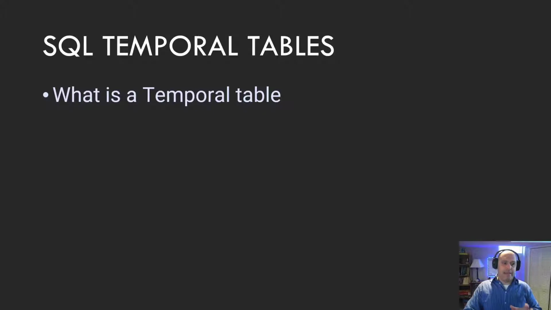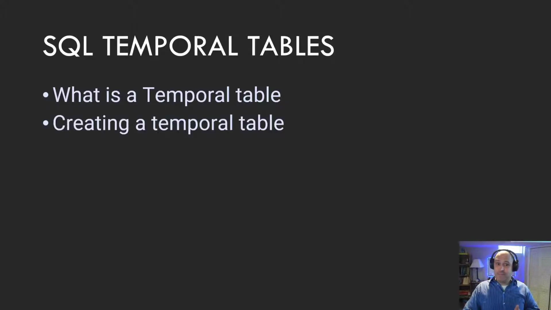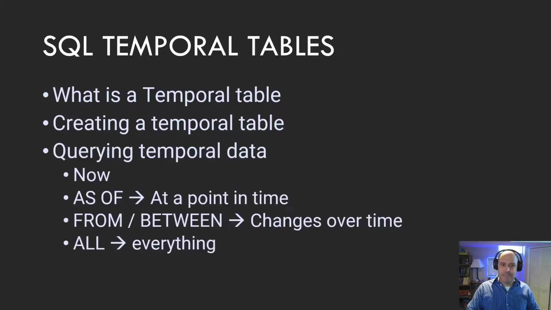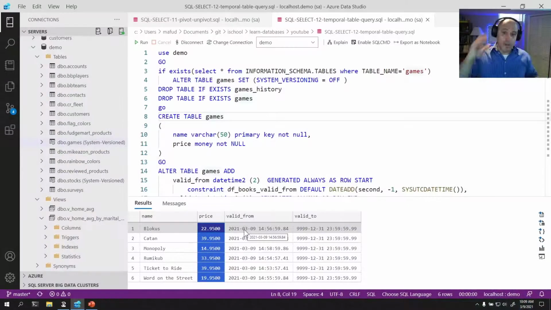So what are we going to look at? What is a temporal table? How do we create a temporal table? How do we take a table and make it into a temporal table? And then last but not least, querying temporal data. We'll look at just querying the table so you can see what's in the now. We'll look at point in time querying, like what did it look like an hour ago, a day ago? And then how to look at the changes that were made in an interval. And then if you want to see every single change that was ever made to the table, how do you do that?